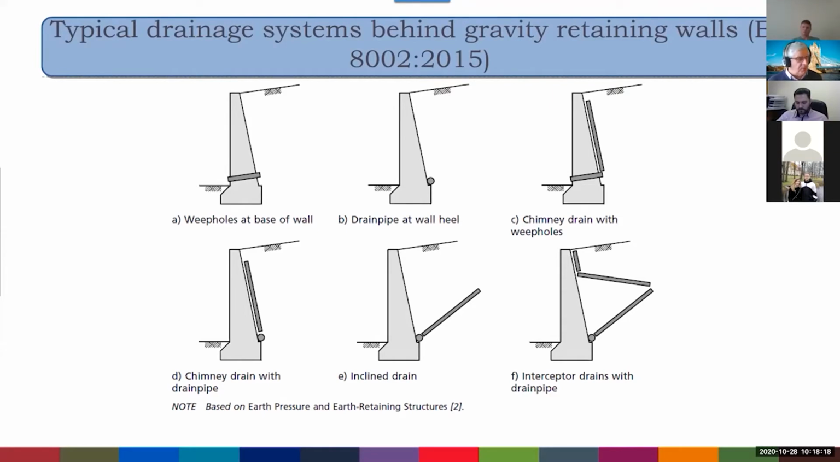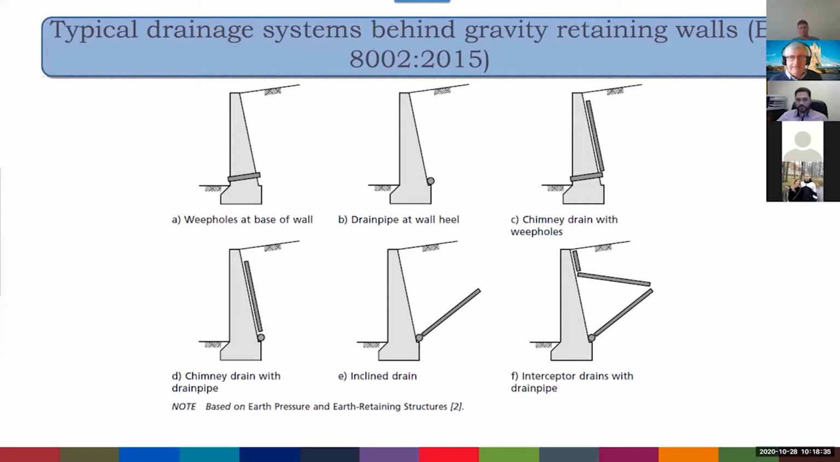You've already seen the top left one in some of the photographs, weep holes going through the wall, just relieving the water pressure. That's fine as long as the weep holes don't clog up over time. So there's a maintenance requirement here. You can also have drain pipes doing a similar thing, perforated drain pipes at the heel of the wall.